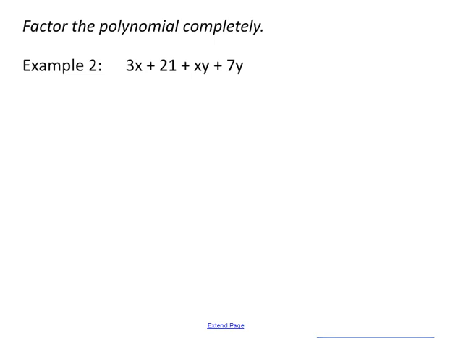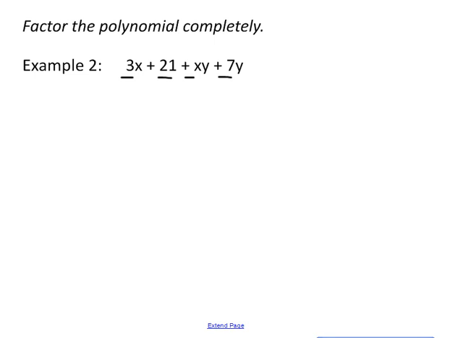Example 2. Remember, the first step is always to look for GCF. So if you look at all 4 terms, is there anything they have in common? So we're going to look at the coefficients first. We've got 3, 21, 1, and 7. There is not a number that they all have.